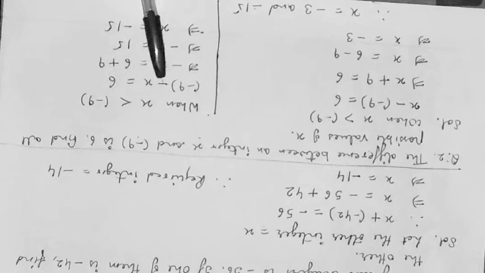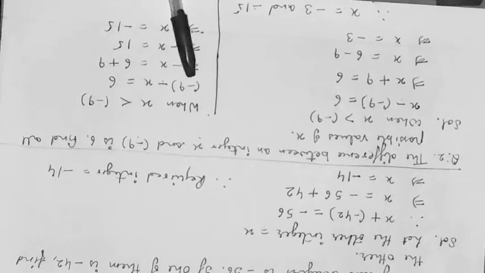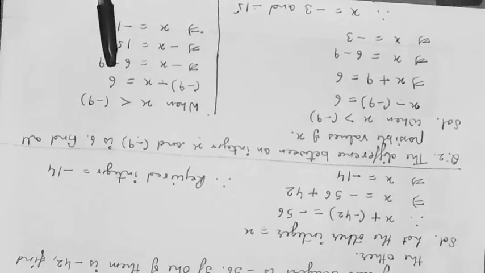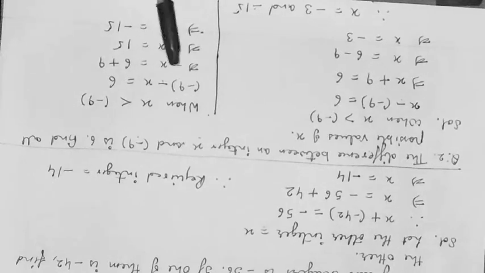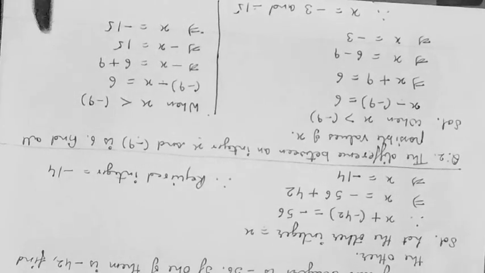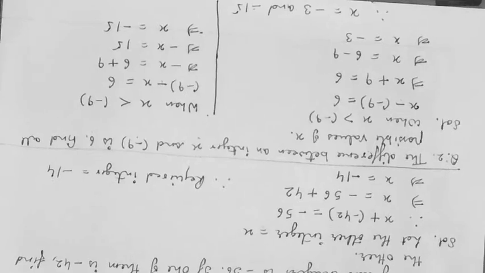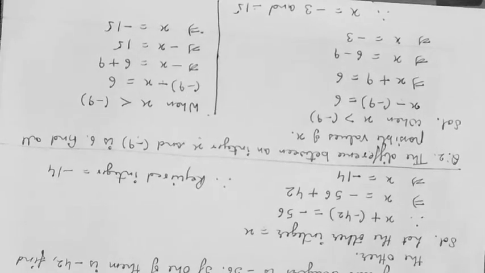When x is smaller than -9, then we will subtract x from minus 9. So minus 9 minus x equal to 6. So minus x equal to, take minus 9 to the right hand side, it will become plus 9. 6 plus 9 is 15. And we have to find the value of x, so we will take the negative sign to the right hand side. So the number becomes minus 15. So minus 3 and minus 15 are the two possible values of x.